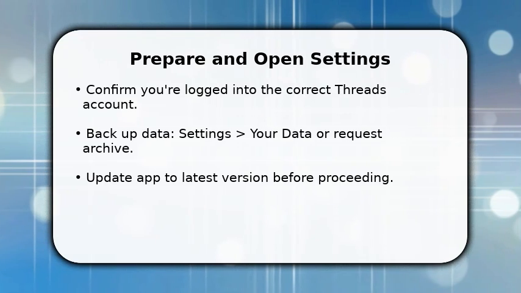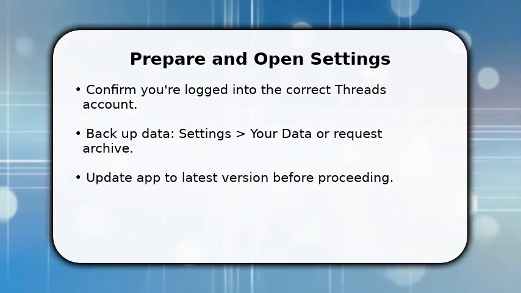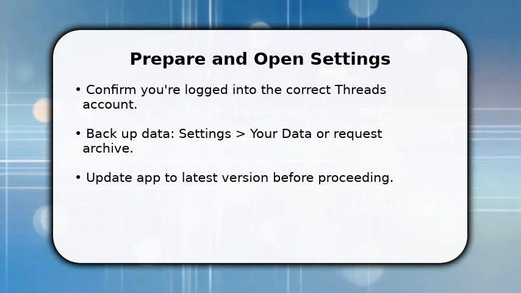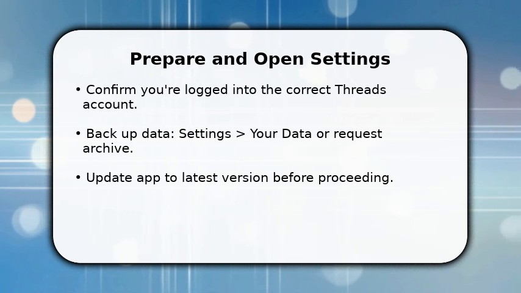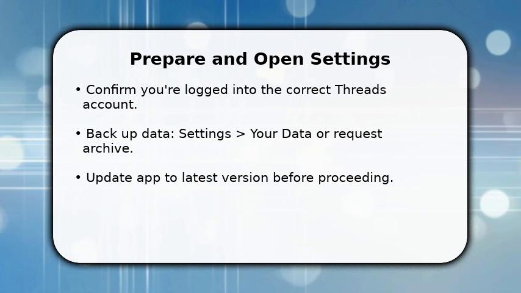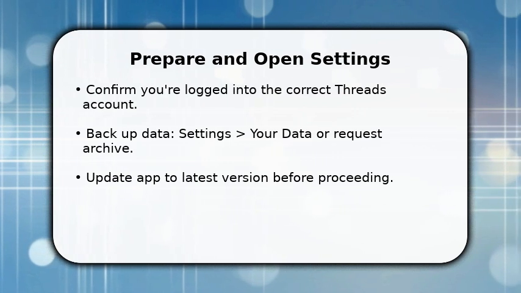You need to start with a clean, current session. Log into the Threads account you want to deactivate and make sure the app is updated. Once done, request or download your data archive if you want posts or contacts saved. Make sure linked Instagram accounts and any third-party logins are noted. You may lose access after deactivation.